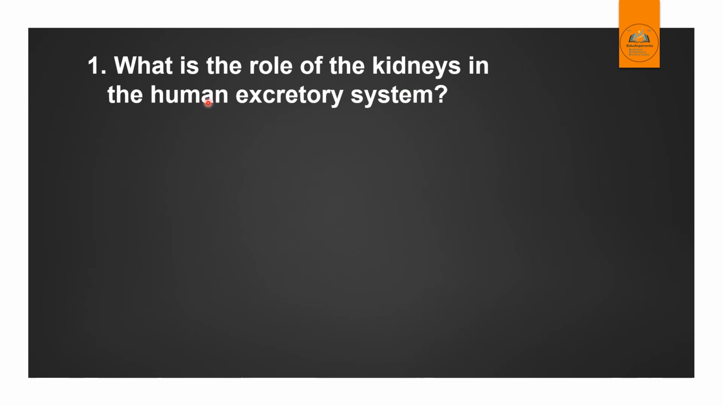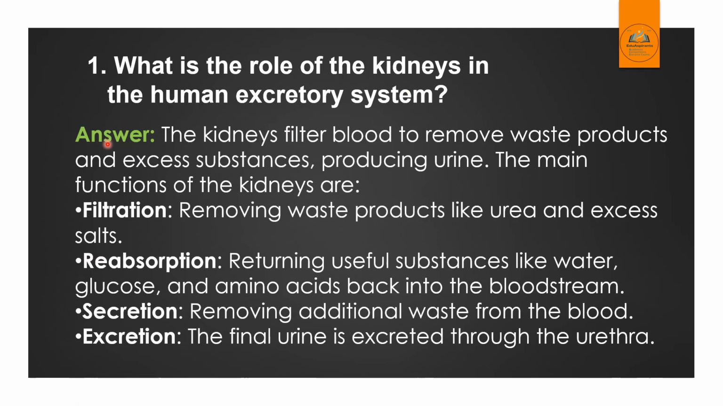What is the role of the kidneys in the human excretory system? The kidneys filter blood to remove waste products and excess substances, producing urine. The main functions of the kidneys are filtration, removing waste products like urea and excess salts; reabsorption, returning useful substances like water, glucose and amino acids back into the bloodstream; secretion, removing additional waste from the blood; and excretion, the final urine is excreted through the urethra.